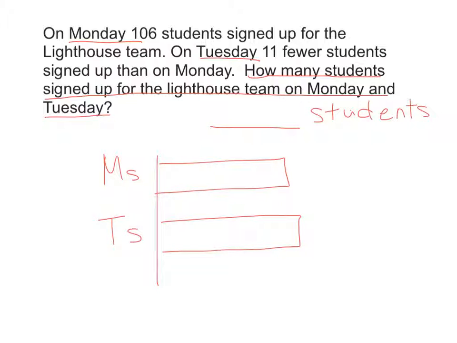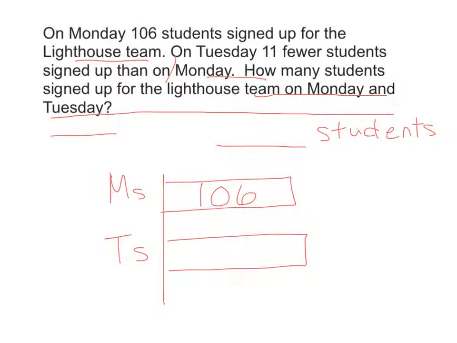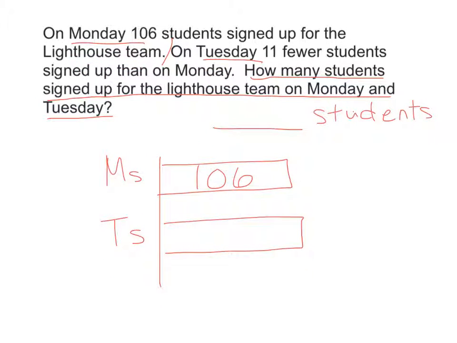Next, we need to reread each sentence and look for clues. On Monday, 106 students signed up for the Lighthouse team. Stop. So we know that Monday had 106 students. On Tuesday, 11 fewer students signed up than on Monday. So on Tuesday, we need to take away 11 students.